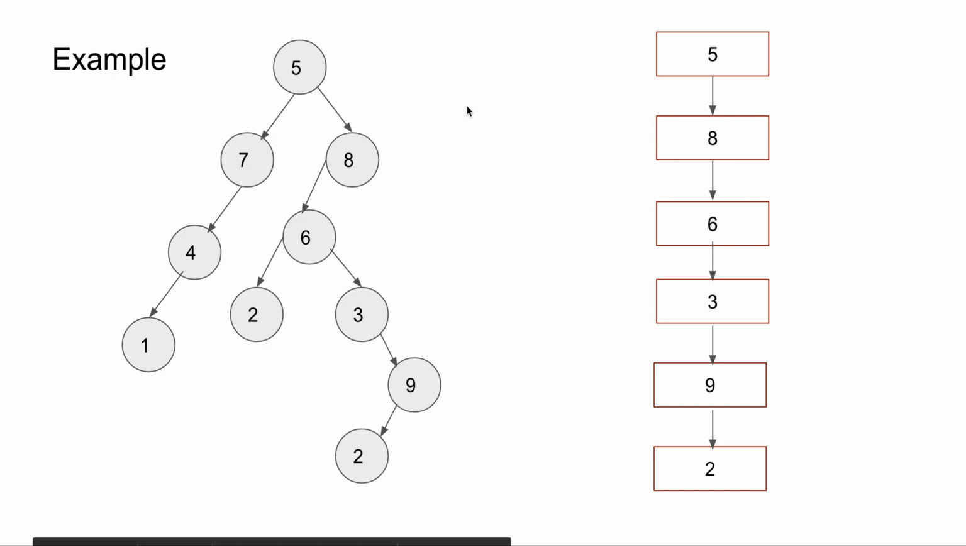You will basically see that the nodes which are visible from the right side are 5, 8, 6. Because this 8 does not have a right child, the 6 will be visible from the right, and then 3, 9 and 2. So we have to return a list which contains these elements 5, 8, 6, 3, 9 and 2.